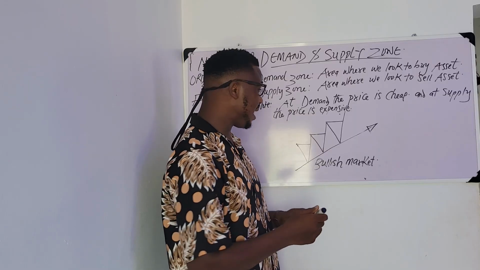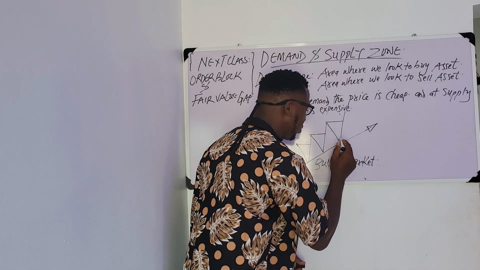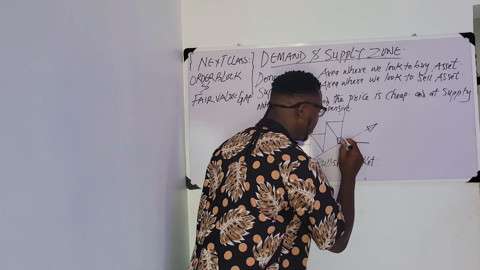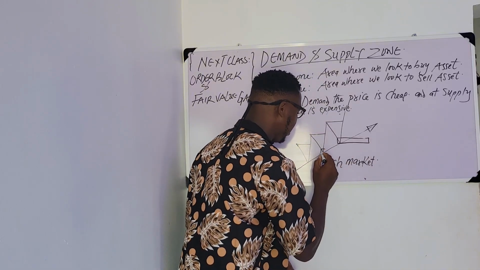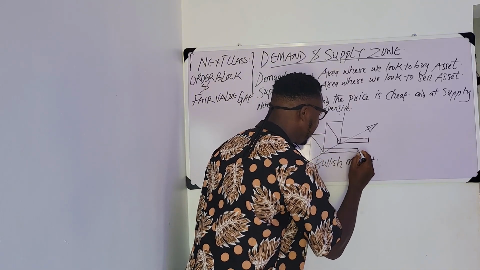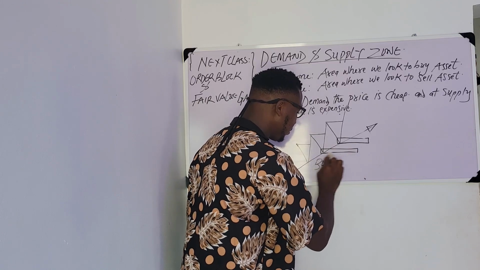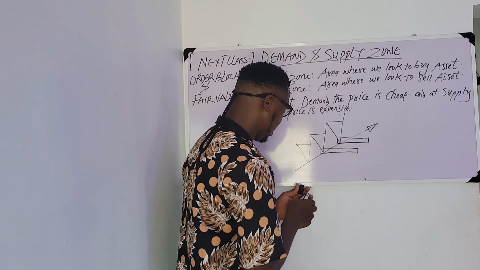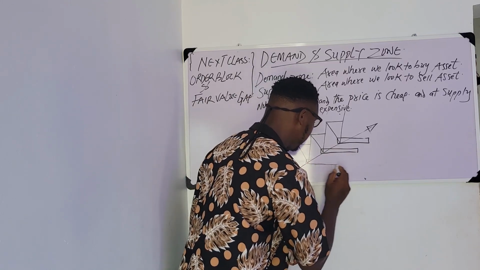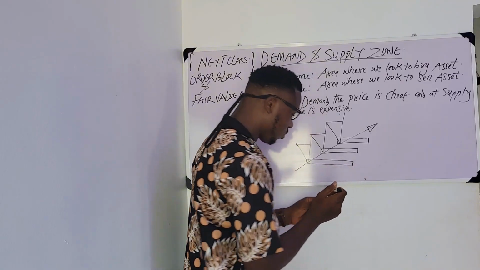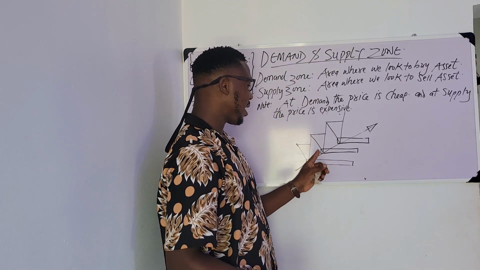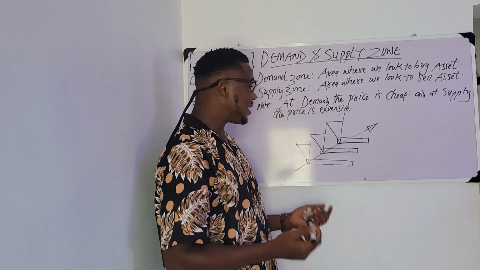Now where are your demand levels? These are your demand levels. This low, these are your demand levels. These are your demand levels. Let me clean this one. And lastly, this low. So these are your demand levels. The lows are your demand levels. Why is it demand?